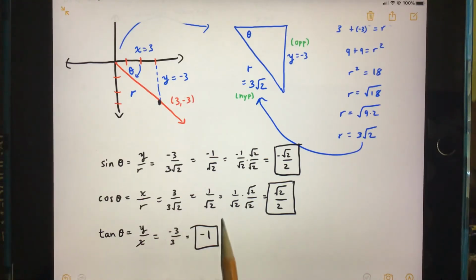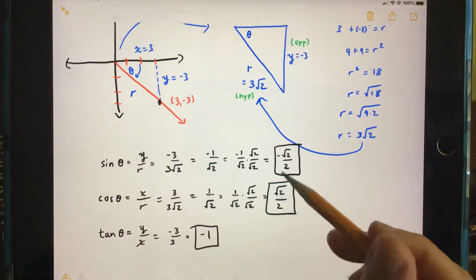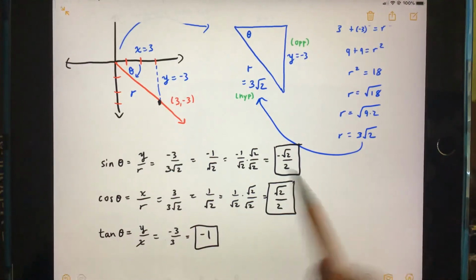Divide by 3 over 3, and you'll have 1 over root 2. Multiply by root 2 over root 2, and you'll have root 2 over 2 for your final answer. So the cosine of theta is almost the same as sine of theta, except it's a positive value, not a negative value. And that's because our x value is positive, and our y value is negative.